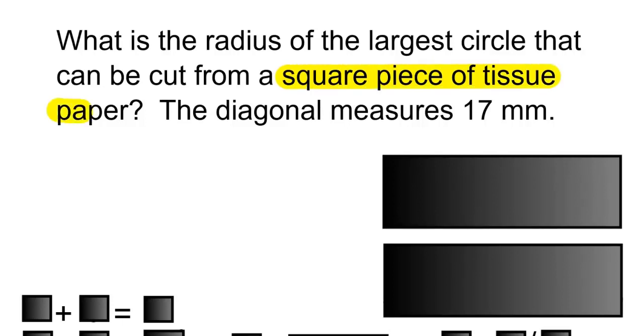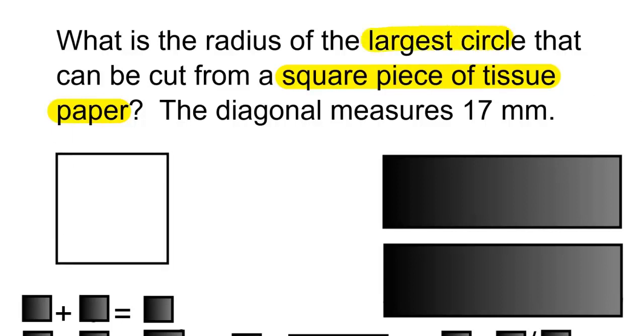We'll start by drawing the square piece of tissue paper. Next, we'll draw the largest circle that can be cut from this piece of tissue paper. This circle will touch all four sides of the tissue paper and be perfectly round.